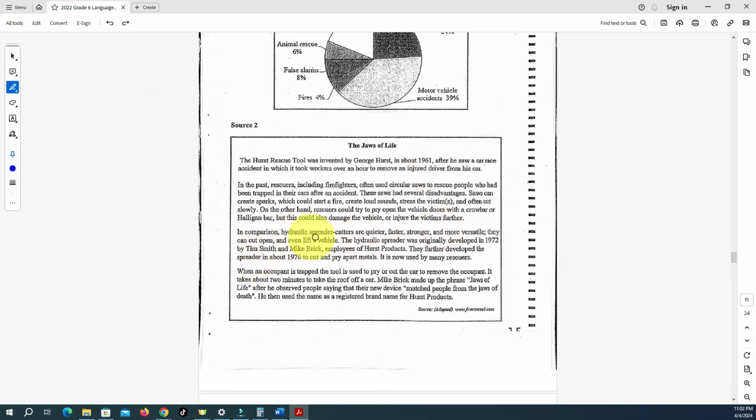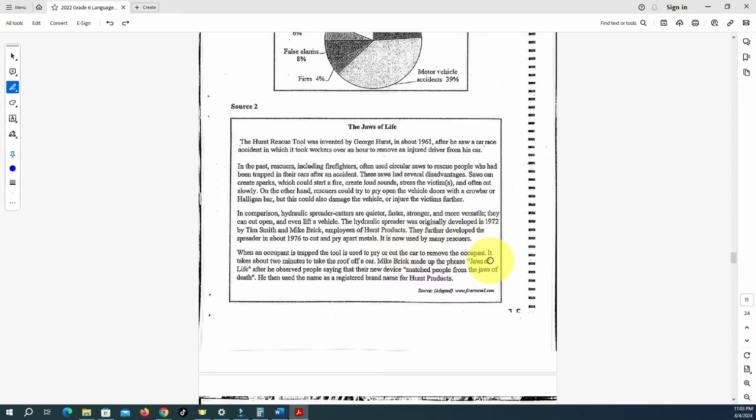In comparison, hydraulic spreader cutters are quieter, faster, stronger, and more versatile. They can cut open and even lift a vehicle. The hydraulic spreader was originally developed in 1972 by Tim Smith and Mike Brick, employees of Hurst Products. They further developed the spreader in about 1976 to cut and pry apart metals. It is now used by many rescuers. When an occupant is trapped, the tool is used to pry or cut the car to remove the occupant. It takes about 2 minutes to take the roof off a car.